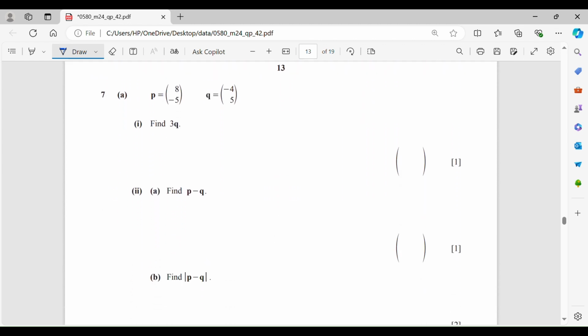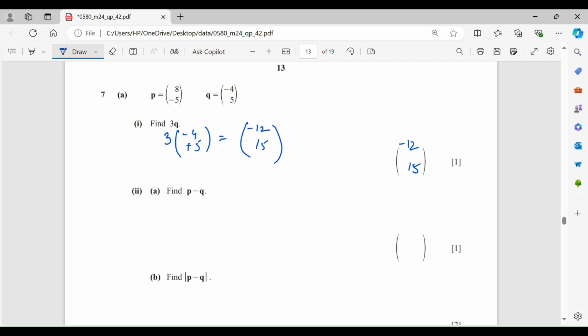Next part, question number 7. In part A, P is given as this and Q is this. We need to find 3Q. So 3 times minus 4, minus 5. This is not minus 5, this is plus 5. So this will be equal to minus 12 and 15. So this is our answer, minus 12 and 15.